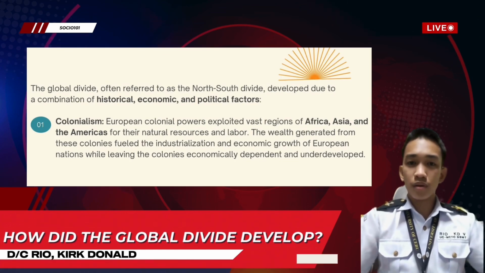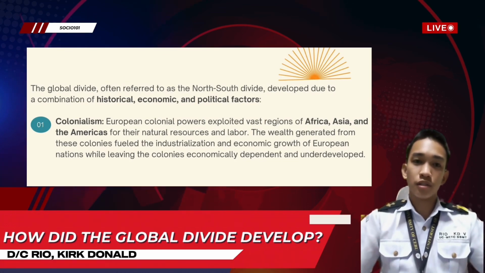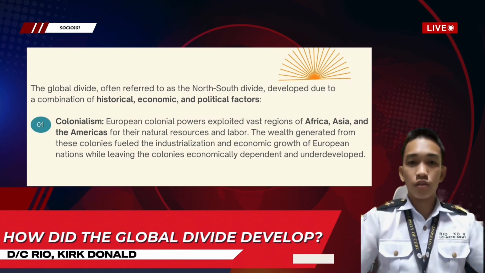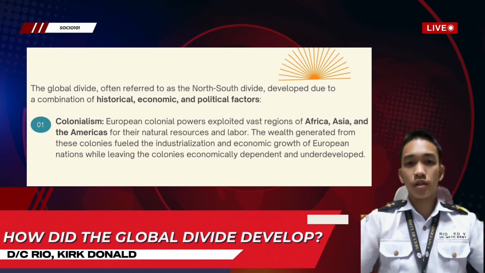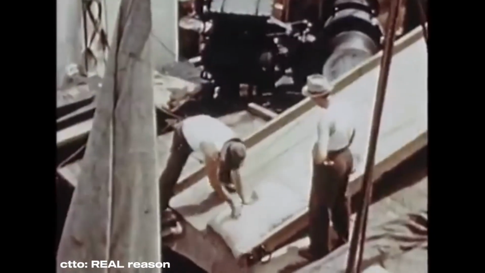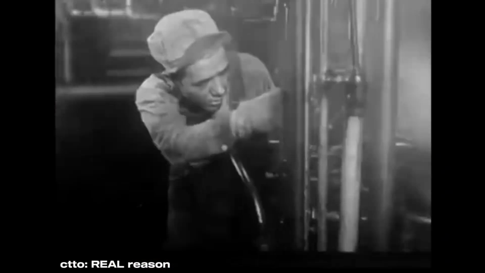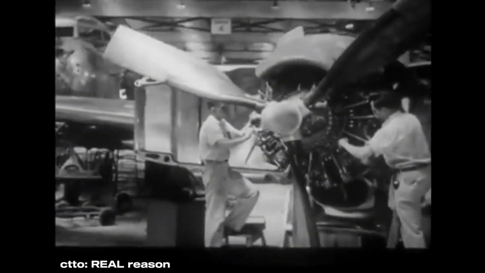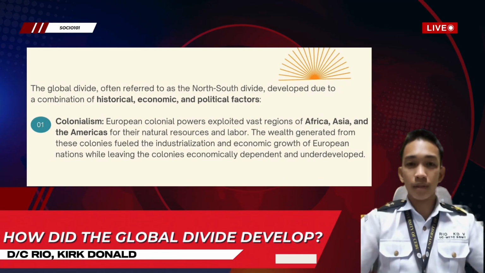the British Empire's colonization of India led to the extraction of valuable resources like cotton, spices, and tea. The British imposed high taxes on Indian goods and implemented policies that favored British products, hindering India's economic development.